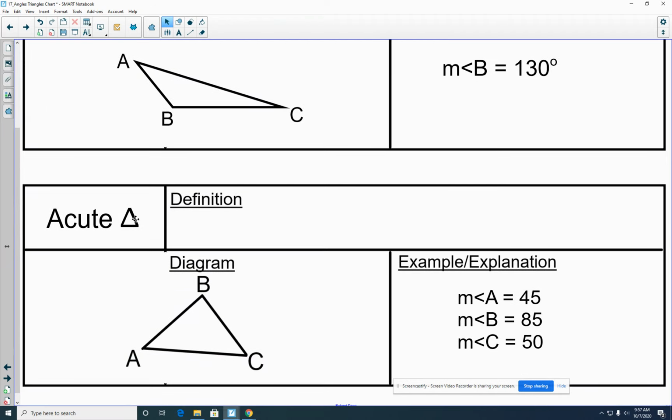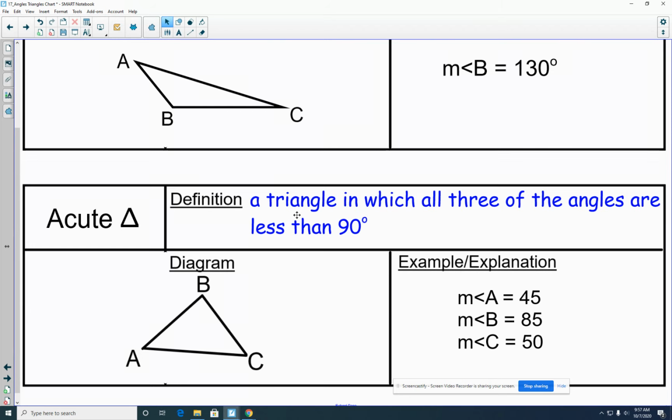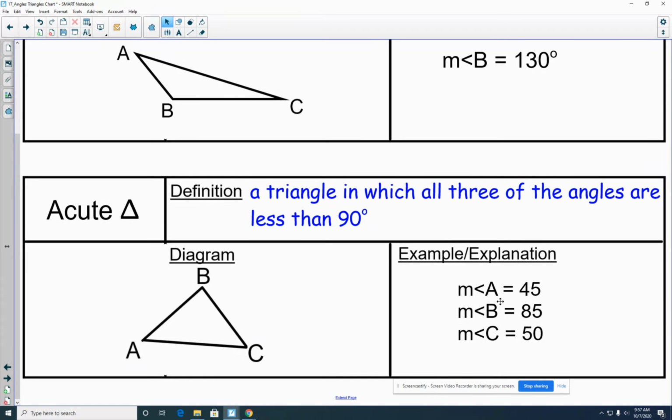Now, for an acute triangle, it's different. All of the angles have to be less than 90 degrees. So take a look over here for our acute triangle, right? Each of my angles are less than 90, greater than 0, of course, but that then classifies it as an acute triangle. And there we have that.